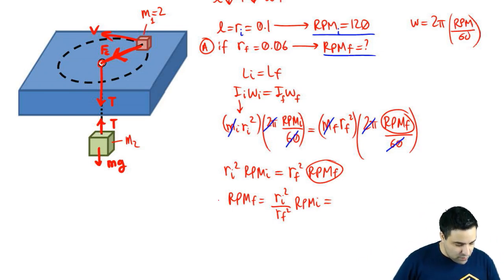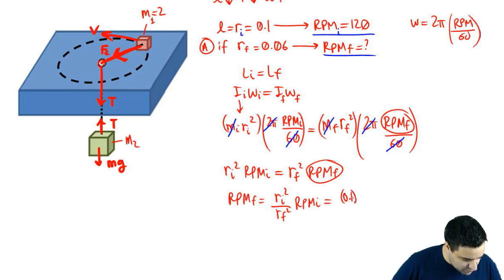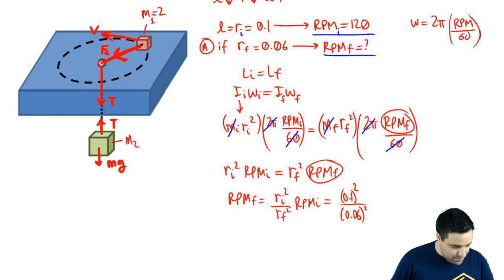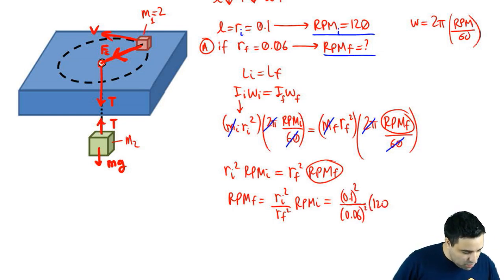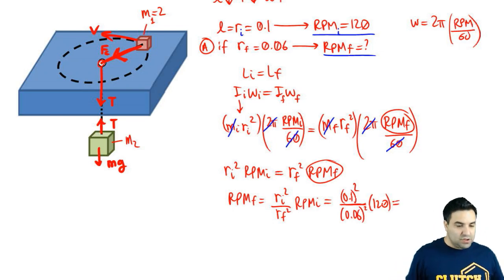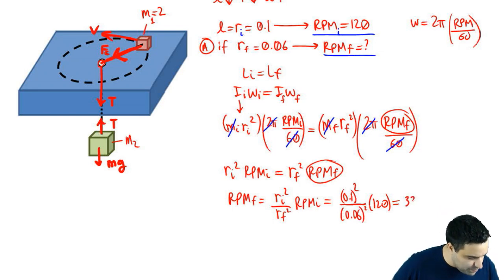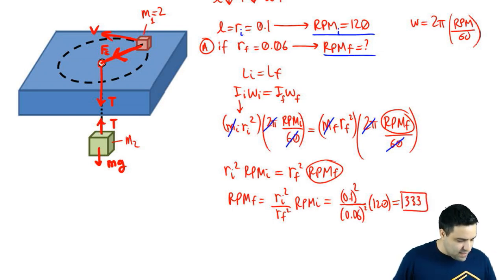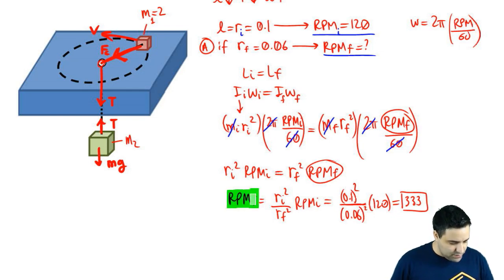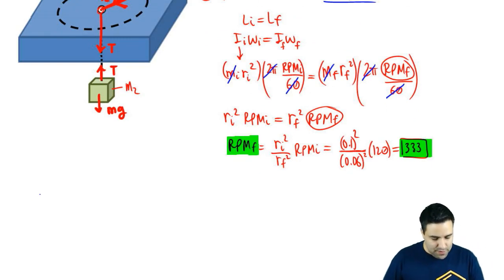So the initial r was 0.1 squared. The final one is 0.06 squared. And the RPM initial was 120. So if you multiply all of this, I got it here somewhere, it's 333. So remember I mentioned how it was going to be faster, and indeed it is faster. The final RPM is going to be 333. So that's part A. Let's keep going.